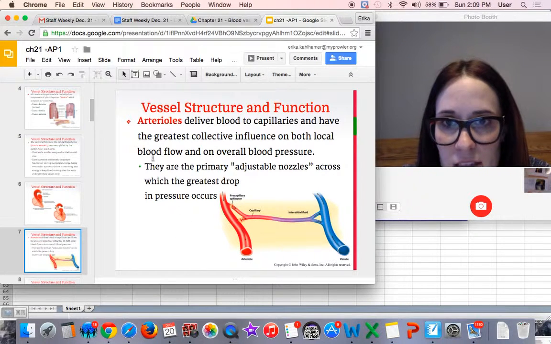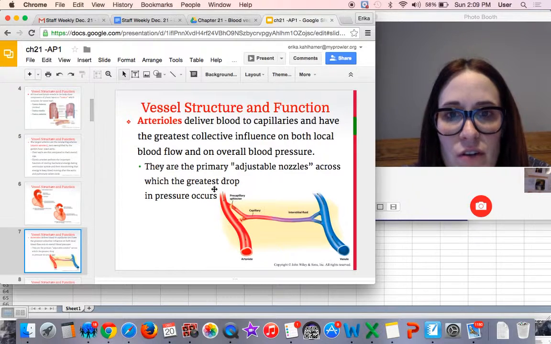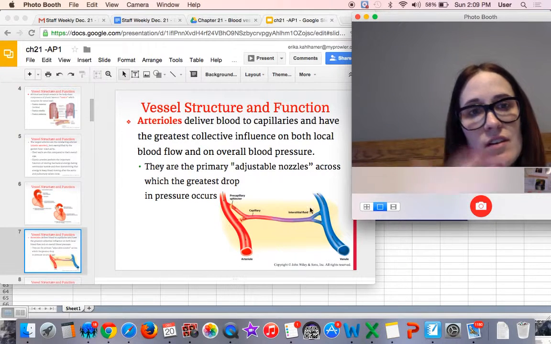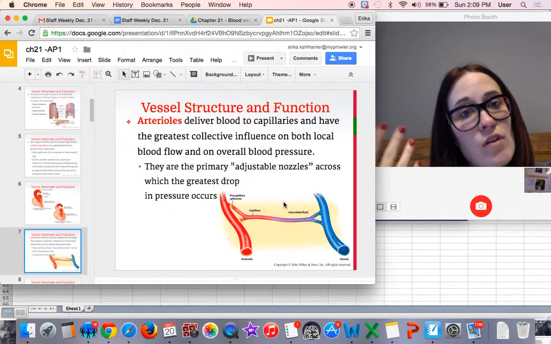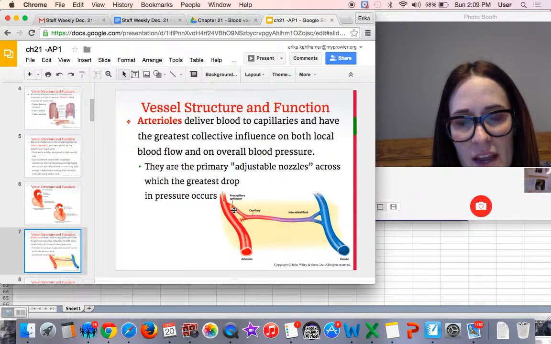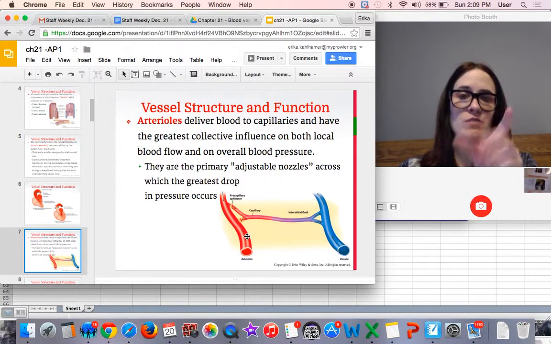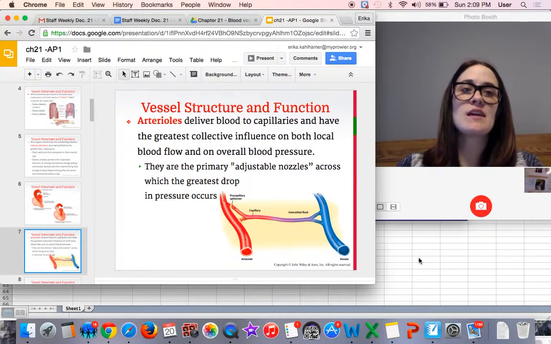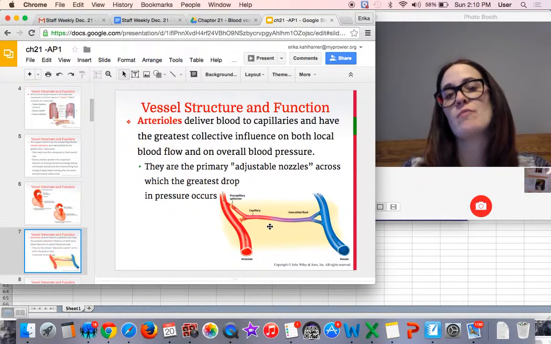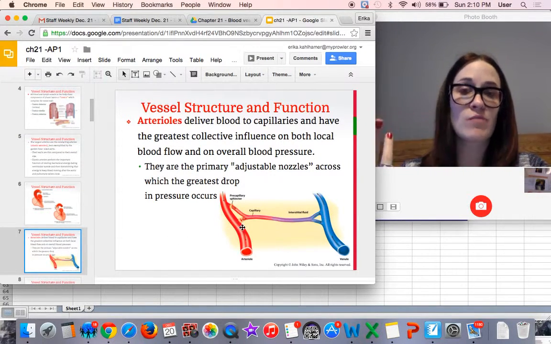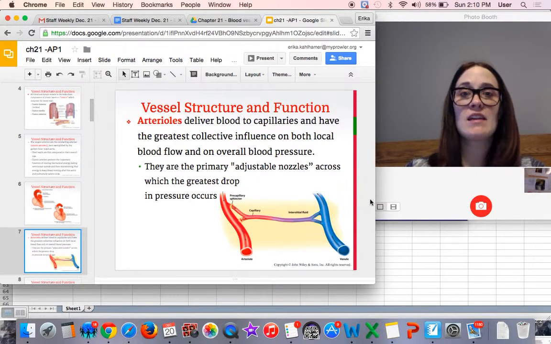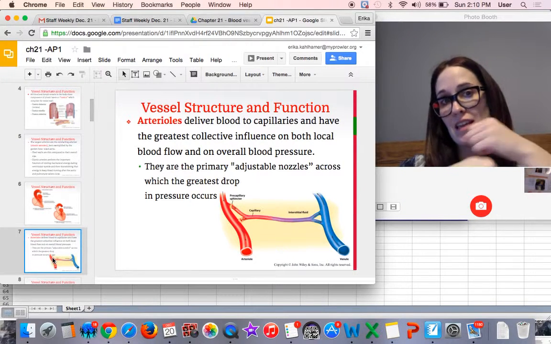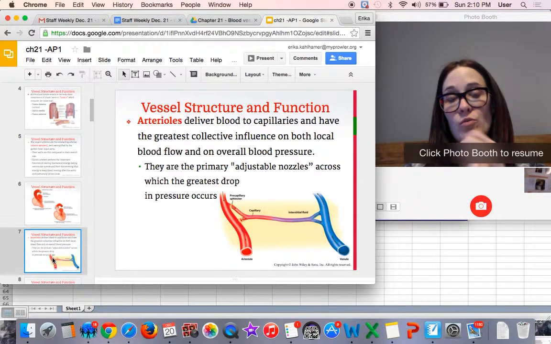So here, okay, we have an artery passing the blood to the arteriole. Here you can see an arteriole. They deliver the blood to the capillaries, and they have a great influence on blood flow and overall blood pressure, because look at this. See these little precapillary sphincters? They're like little, as your book calls, adjustable nozzles. So they can close or open depending on the physiological needs of the tissues of your body. They control, for that reason, blood flow and overall blood pressure, because they have these little nozzles, or precapillary sphincters, and they can open the blood flow or restrict it.